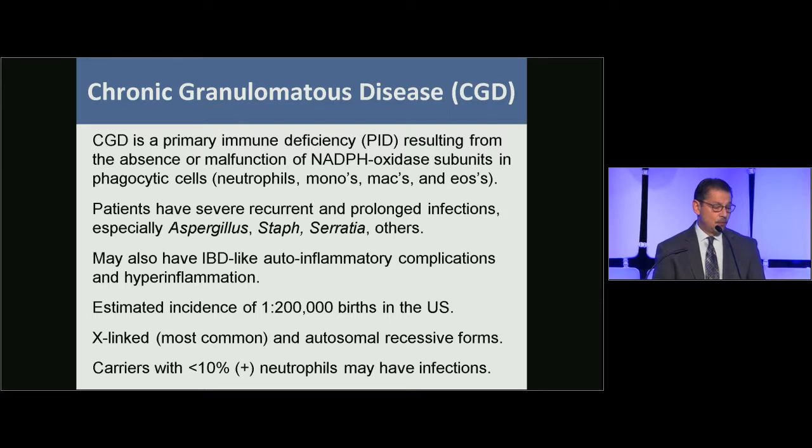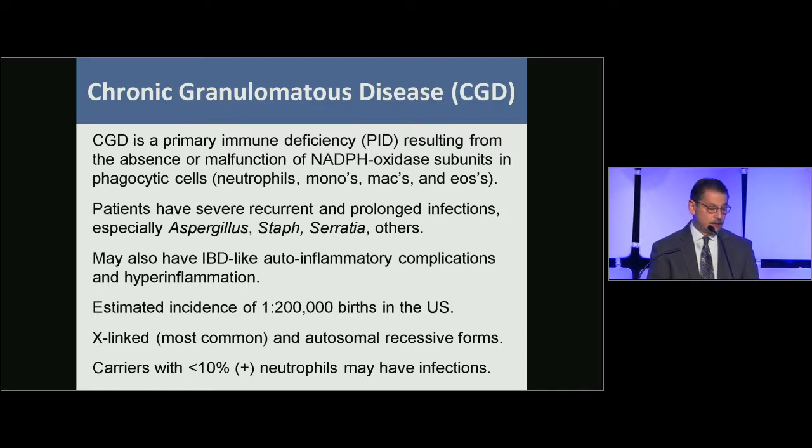Estimated incidence is about 1 in 200,000 births in the U.S. The X-linked form is most common. There are also 4 autosomal recessive forms. And carriers of the X-linked form who have skewed X inactivation and less than 10% oxidase-positive neutrophils may have infections. So that defines a threshold for a target for minimal correction of cells in our patients.